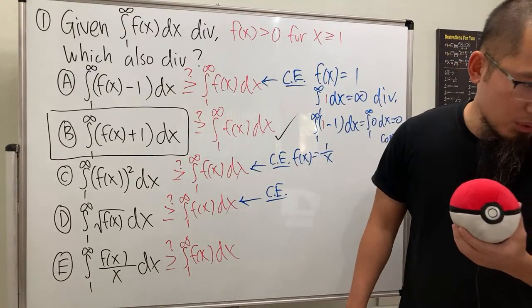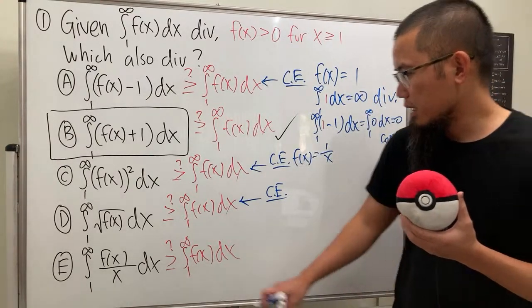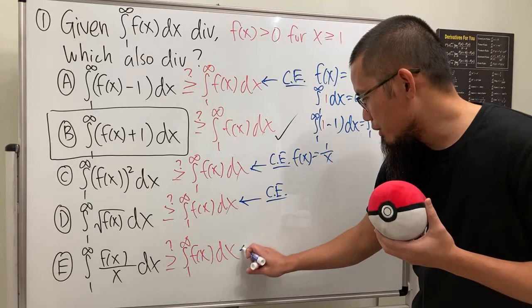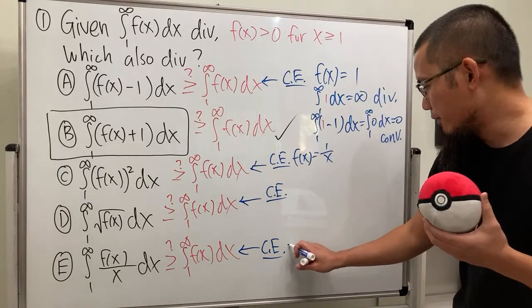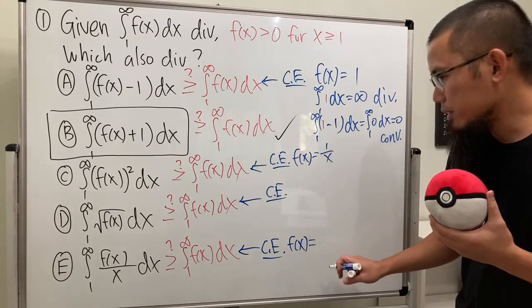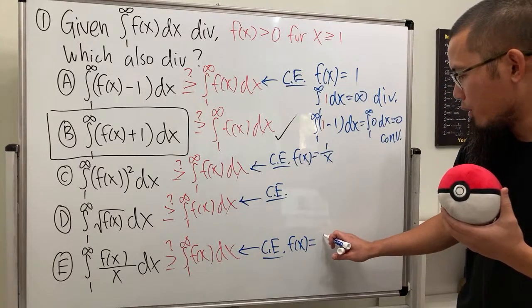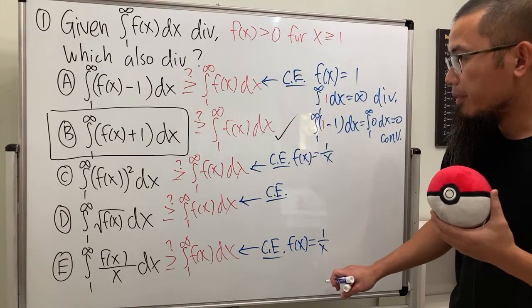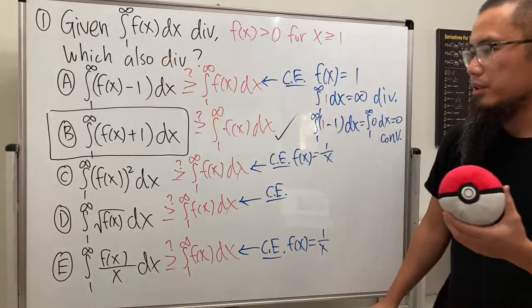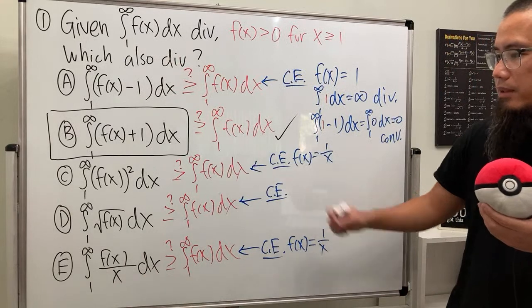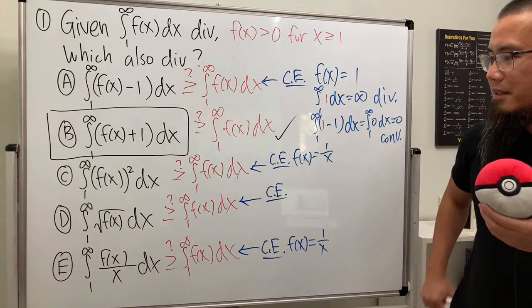Alright, 1 over x also works for E. That is correct. So if you also look at this right here, if we have f of x equals 1 over x, this right here diverges, and if you divide it by that, then that also diverges. So yeah. How about D?